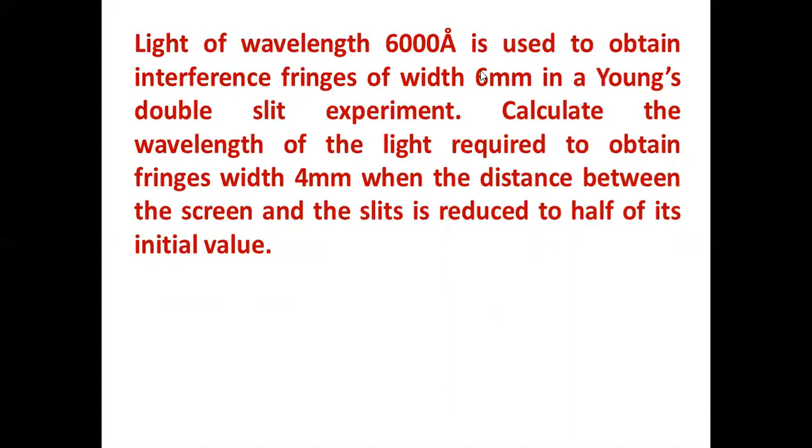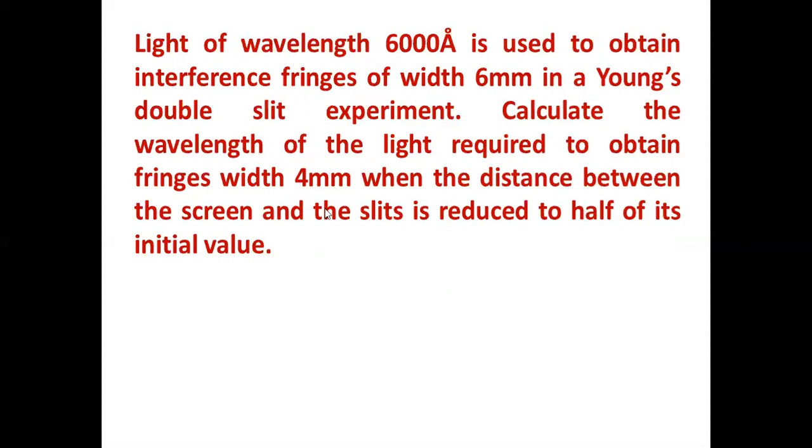If you want 6 millimeter, you have to use 6000 angstroms. In order to get a smaller fringe width, the distance between the bright fringes has to decrease. That means you have to decrease lambda. Because for more lambda, you get more widely separated bright fringes. If it is less lambda, then the fringes become closer and closer. Calculate the wavelength of light required to obtain the fringes of width 4 millimeter.